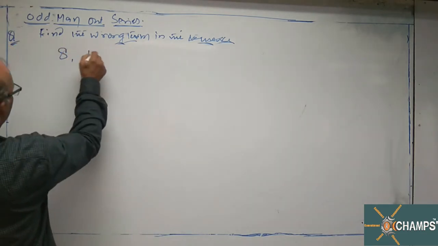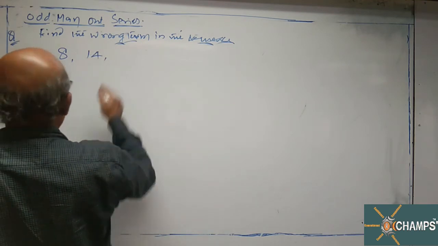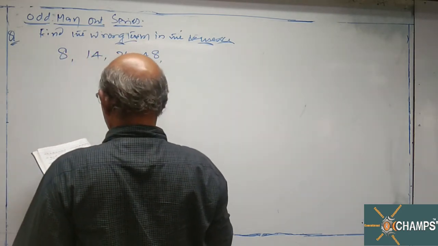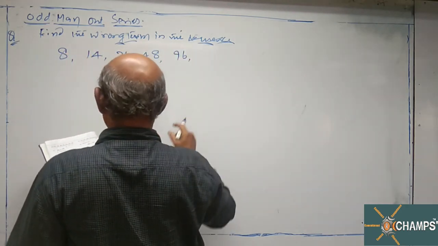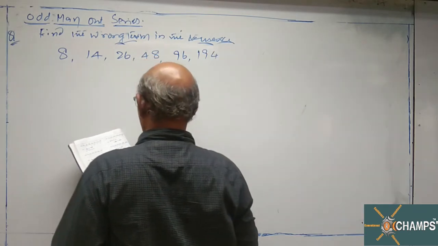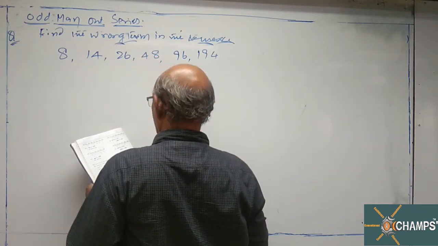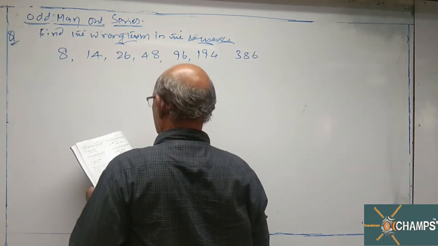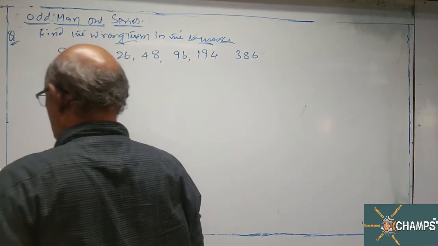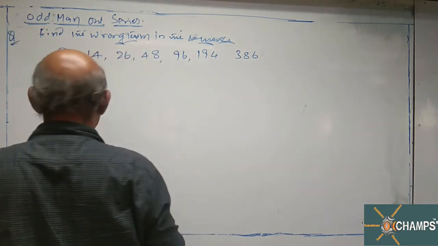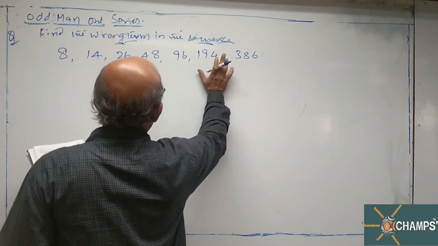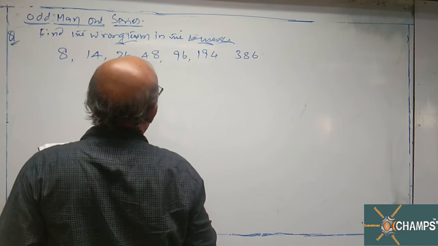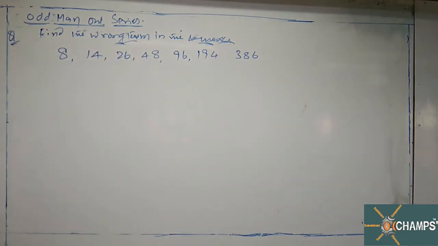Now this is 8, 14, 26, 48, 96, 194, 386. Let me check, sir.